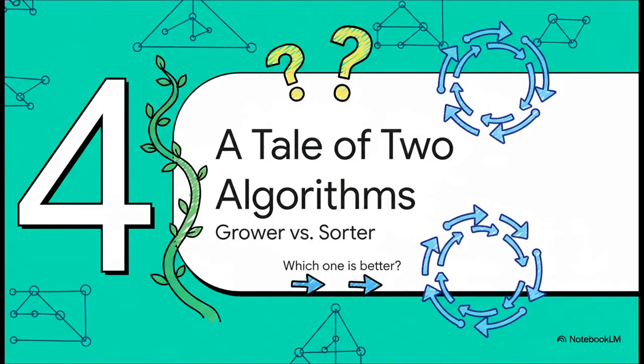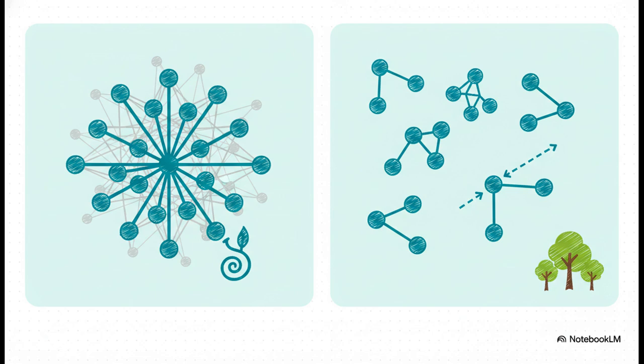So there you have it. Two totally different but equally brilliant methods. We've got the grower and the sorter. And here's the amazing part. They both guarantee you'll find the absolute cheapest network. So the obvious question is, which one is better? Well, you know the classic answer, it depends. It really comes down to the kind of network you're building.